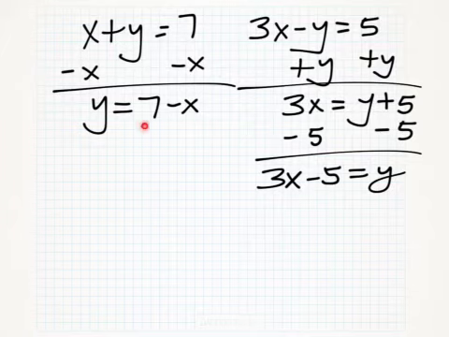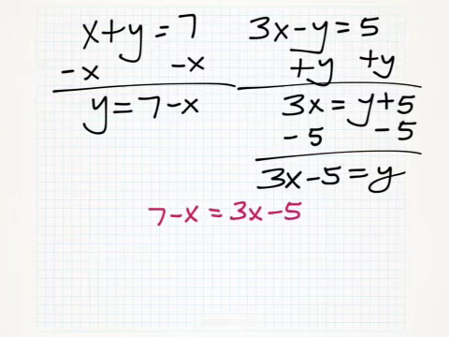Notice with the equation on the left, I subtracted x, and the equation on the right, I added y. Each equation is going to be slightly different, and how you approach it is going to vary. I could have easily subtracted 3x from both sides, but it really doesn't save me any steps by doing that. Without actually graphing, I can make these two equations equal to one another.